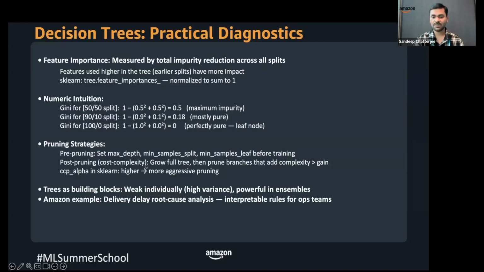Why all of this matters in the real world, let me give you a quick example from right here at Amazon. Imagine we are trying to do a root cause analysis (RCA) on delivery delays. We could use a complex deep learning model to know when to expect a delay, but would our operations team know what to do with it? Instead, we can use a decision tree. The model output will be highly interpretable rules. It may say something like: if weather is heavy rain and distance is more than 50 kilometers, then predict delay. That is a clear, actionable insight that an operations manager can instantly understand and use to improve our network. That is the true power of an interpretable model, and decision trees are highly interpretable models.